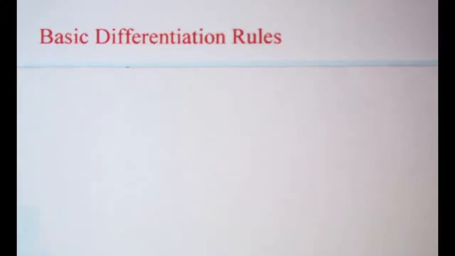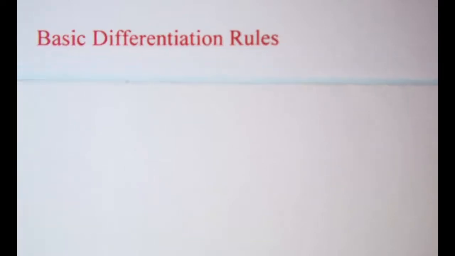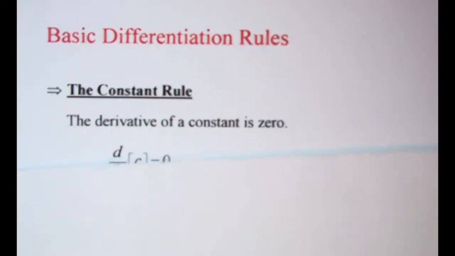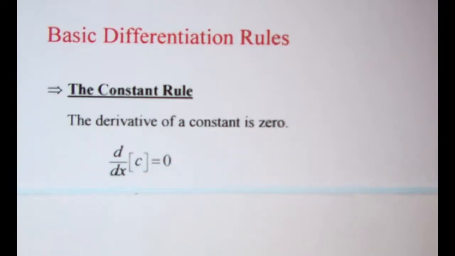In this video, we will be looking at a few basic differentiation rules, and then I will work a few examples to illustrate those rules. Our first rule is called the constant rule, and it says that the derivative of a constant is equal to 0.